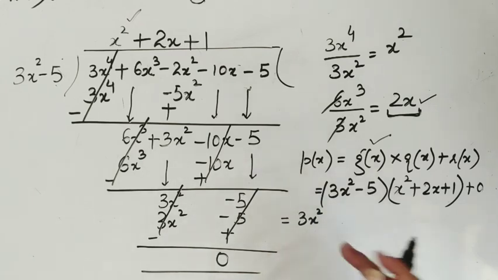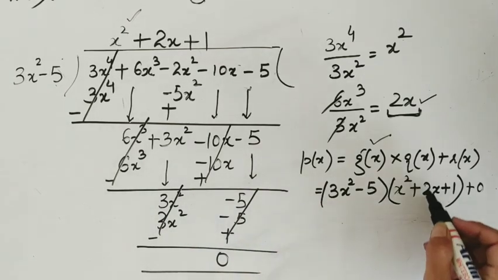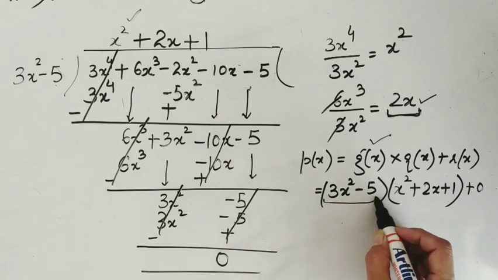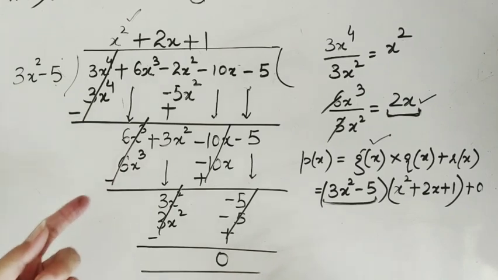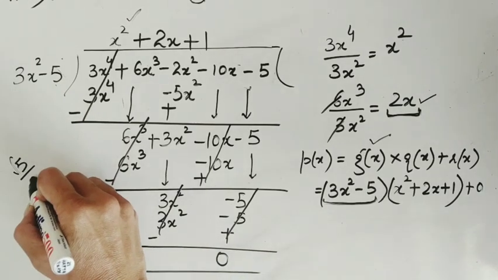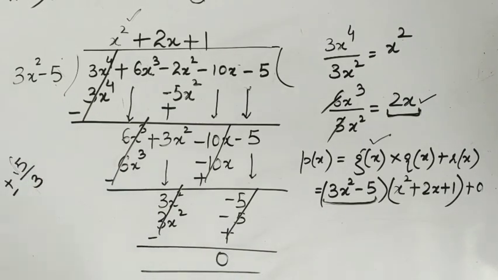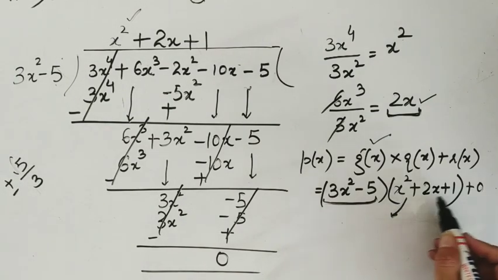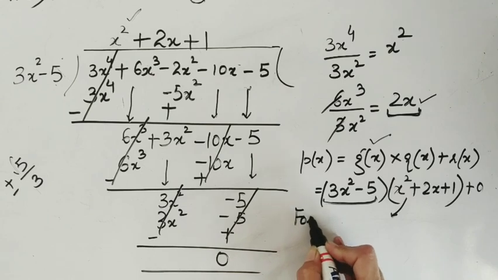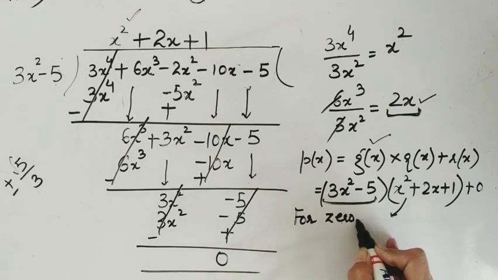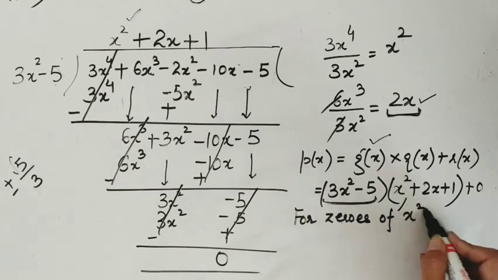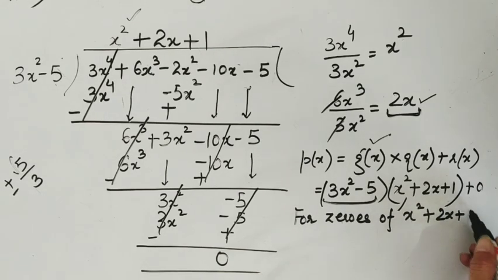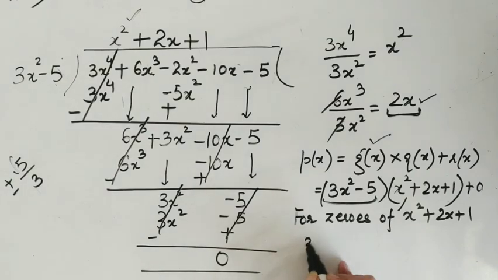We are finding other zeros, so let's just focus on this now, because we know how did we get this factor. It has been obtained from the two zeros which were given, root 5 by 3 and minus root 5 by 3. These two zeros were given. So now let's find out zeros of this. For zeros of x square plus 2x plus 1, what should we do? Equate it to 0.